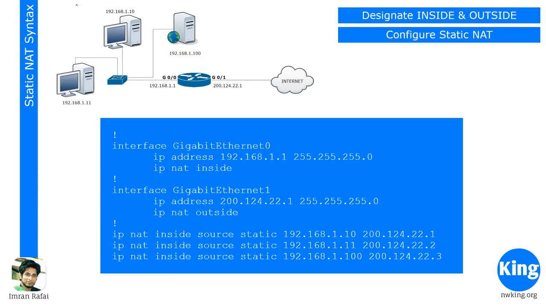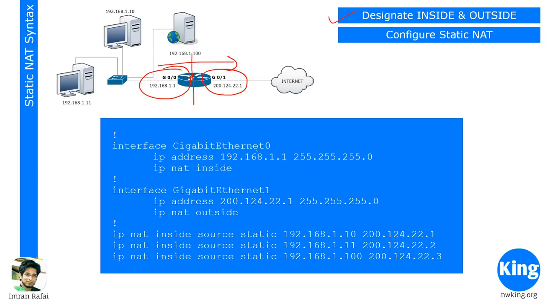Let's look at the configuration of static NAT. First thing, common for all NAT, we need to designate inside and outside interfaces. So let's say this is the router, and we want the translation to happen going from in to out, right? From your inside network to the outside network. So this is the inside interface, and this is the outside interface. So how do we designate that?